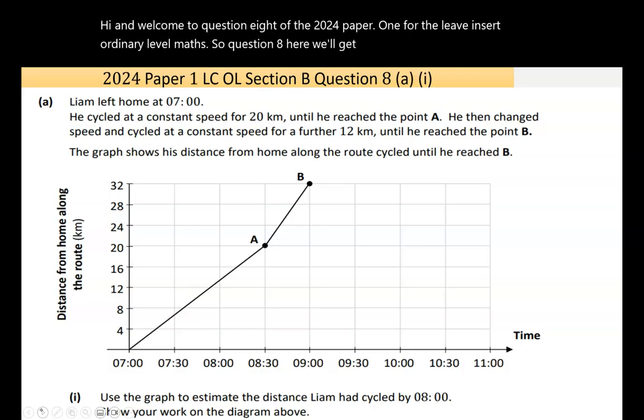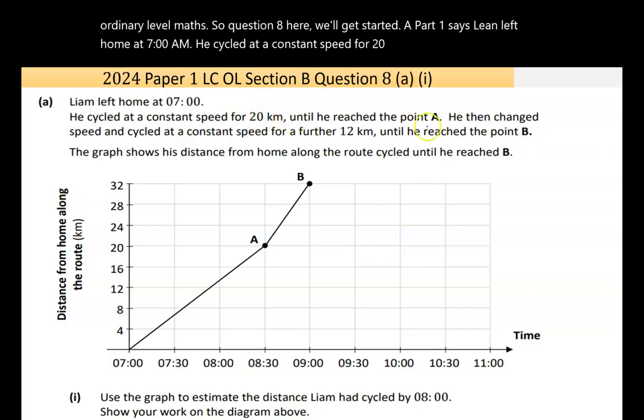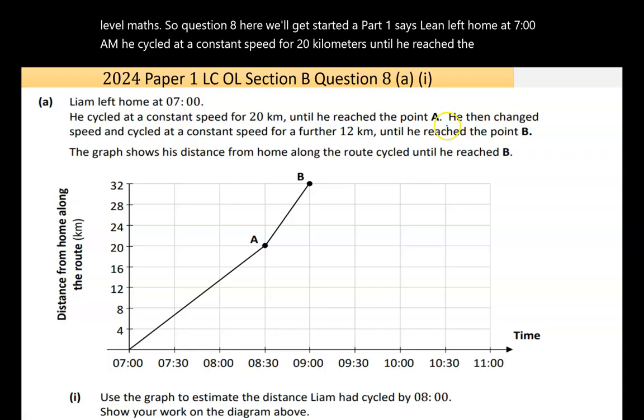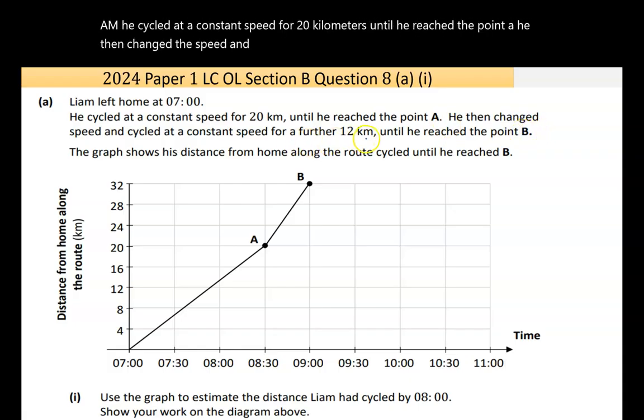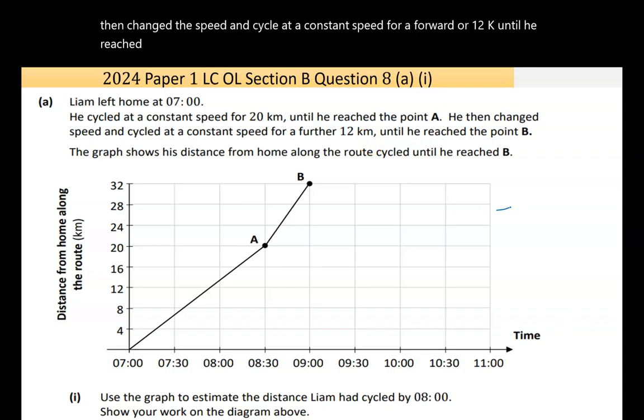Part 1 says Liam left home at 7 a.m. He cycled at a constant speed for 20 kilometers until he reached the point A. He then changed speed and cycled at a constant speed for a further 12k until he reached the point B.